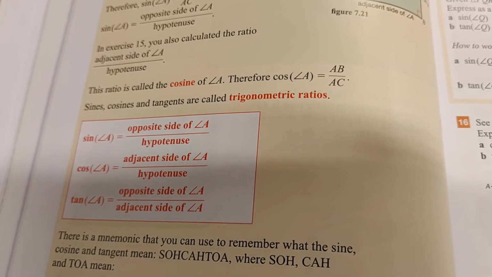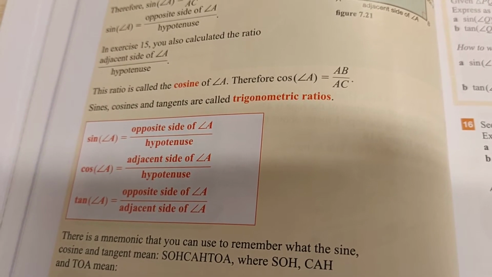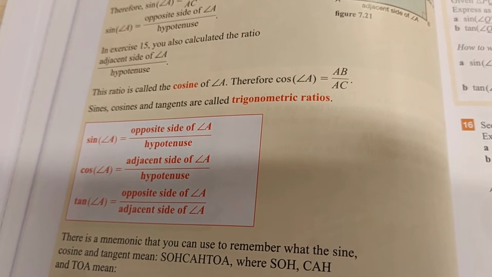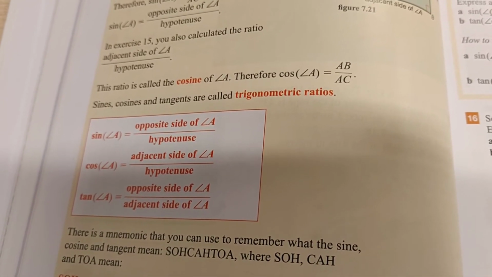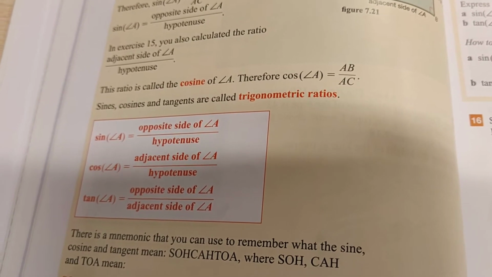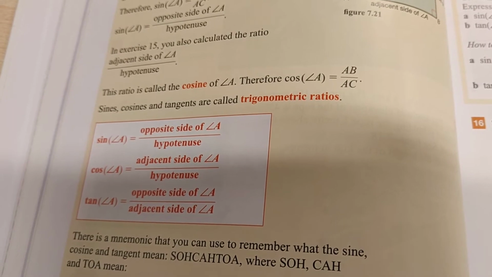Now the tangent you already learned, that was the opposite side divided by the adjacent side. And the new ones are the sine and the cosine, which work the same way, but they use different sides. For example, here the sine uses the opposite side and the hypotenuse, and the cosine uses the adjacent side and the hypotenuse. Now we're going to take a look at a couple of questions.